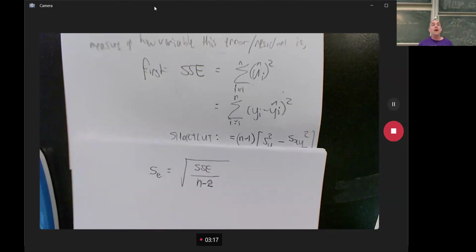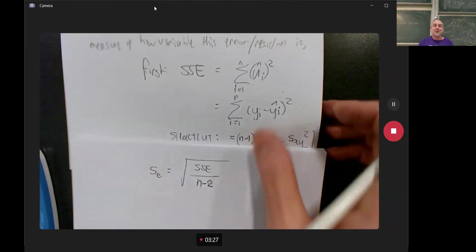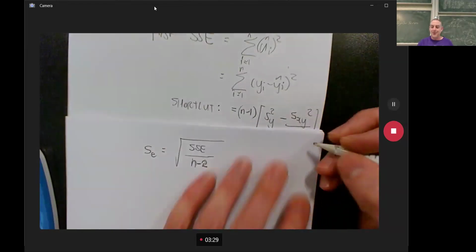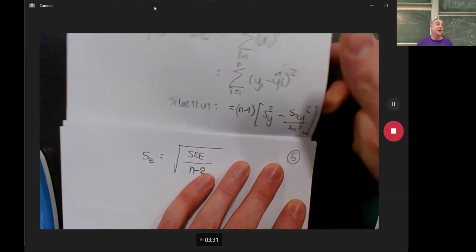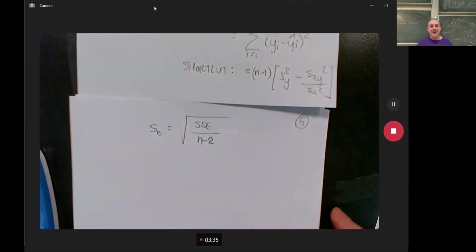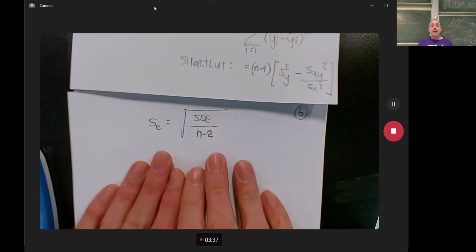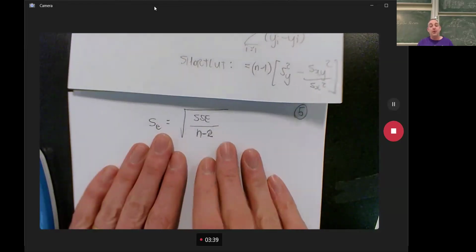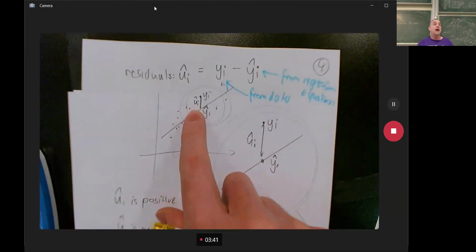If you had a more complicated formula with two different flavors of x, you would have to do n minus 3. If you do econometrics, that would be next time, but maybe you won't, because it's not in that degree. I'm just warning you that that's where we're going in the second year courses. So that's that, and this is a measure of how variable all of these distances from the line are.